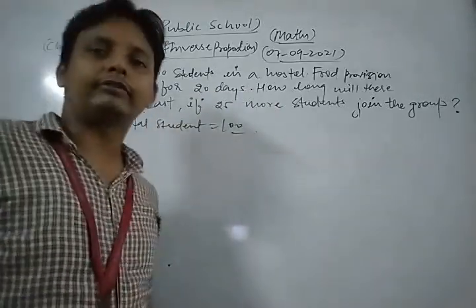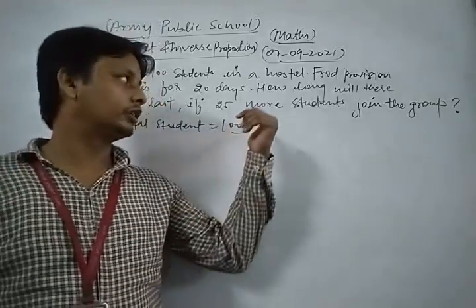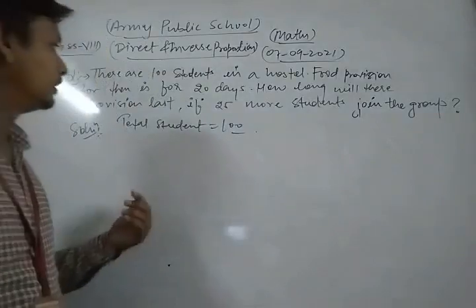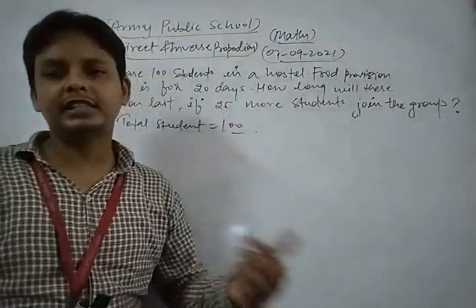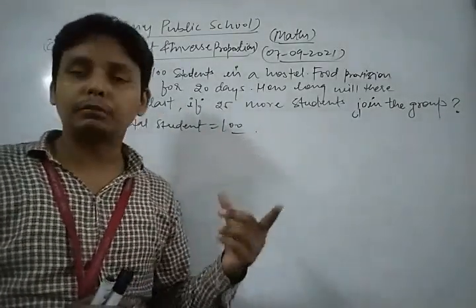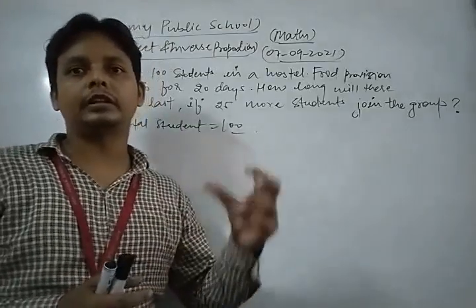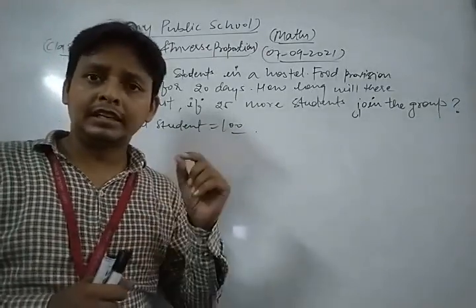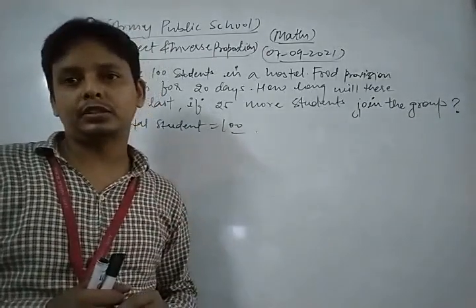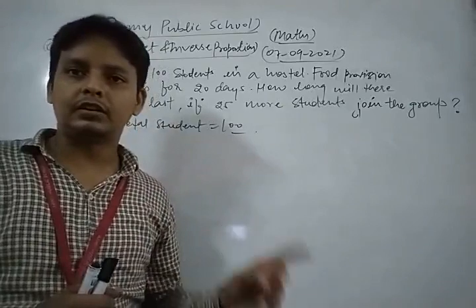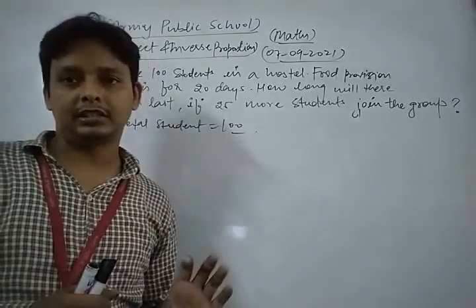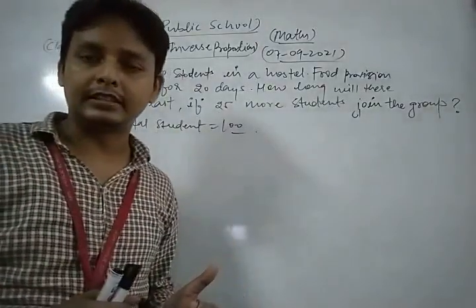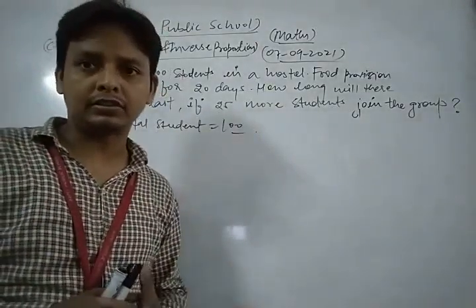Dear students, if 25 students join the group, then the number of days the food provision lasts decreases. So in this way, if the number of students increases, then the number of days decreases. So there is an inverse proportion between the number of students and days, because if one increases, then the other decreases. So this is the inverse relation.